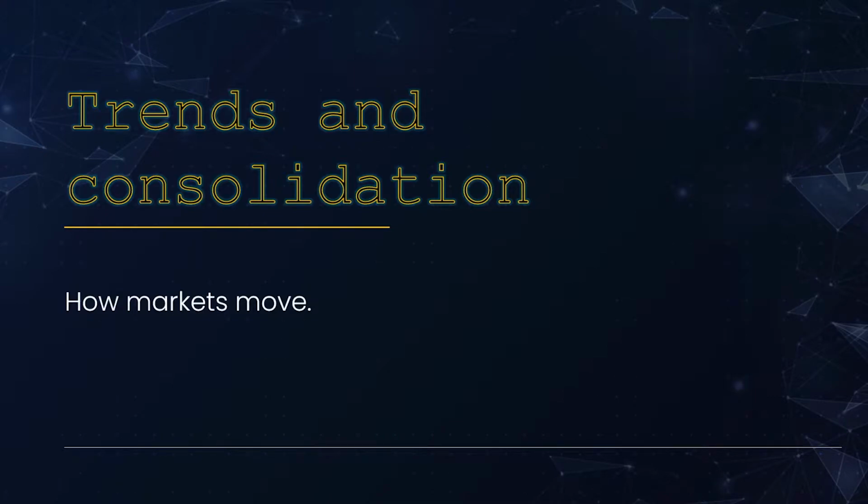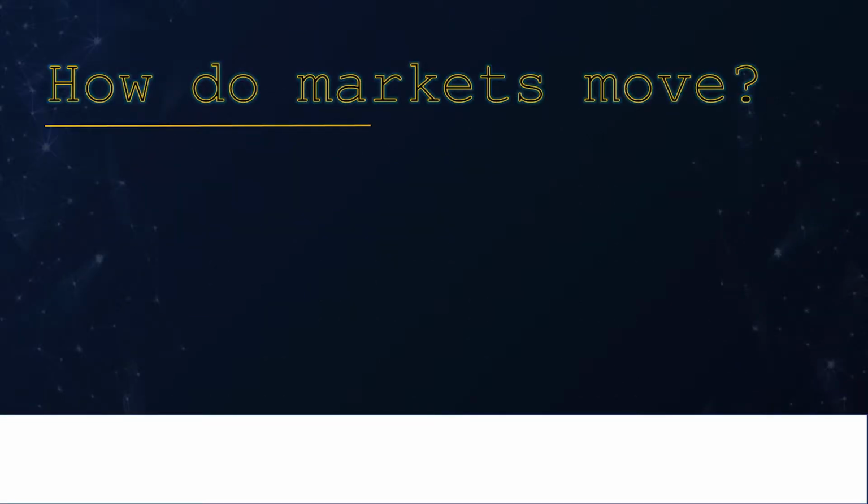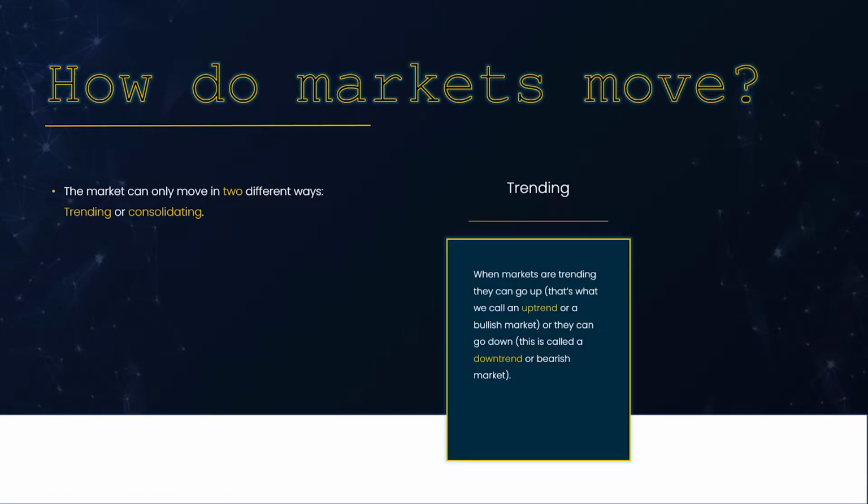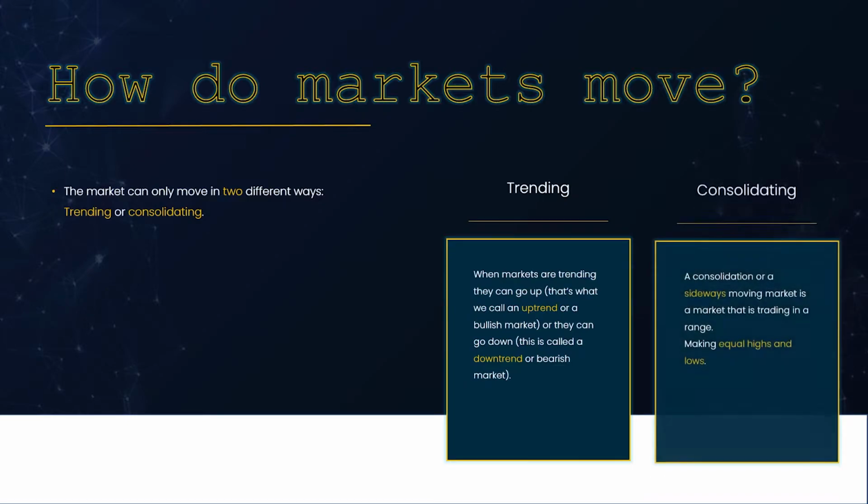In this video we will show you how the markets move. Along the way of your trading journey, you will learn that the markets can only move in two different ways: trending and consolidating. When markets are trending, they can go up, that's what we call an uptrend or a bullish market or a bull market, or they can go down. This is what we call a downtrend or a bearish market or a bear market.